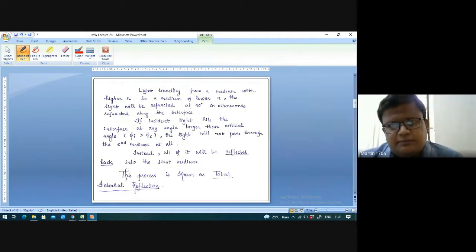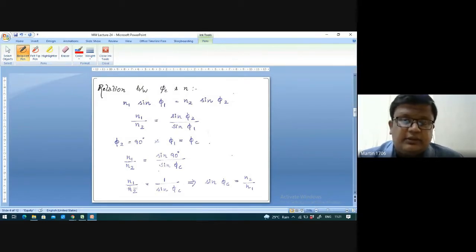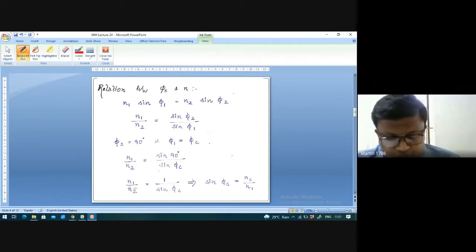Due to this property only, maybe some small interference will occur in this optical fiber compared to the other medium. Actually, this derivation is very important. Before the pandemic, in physics class, this type of derivation they would usually ask in the descriptive type.